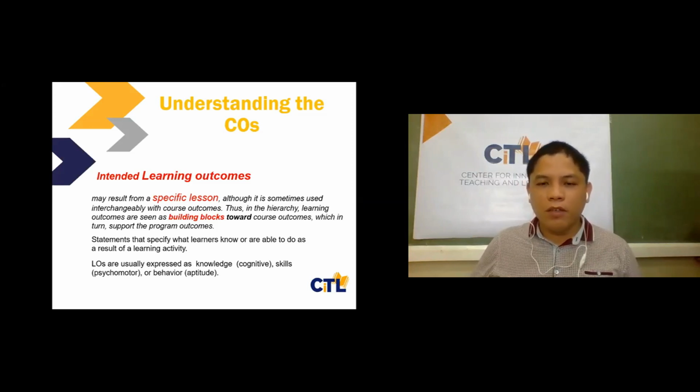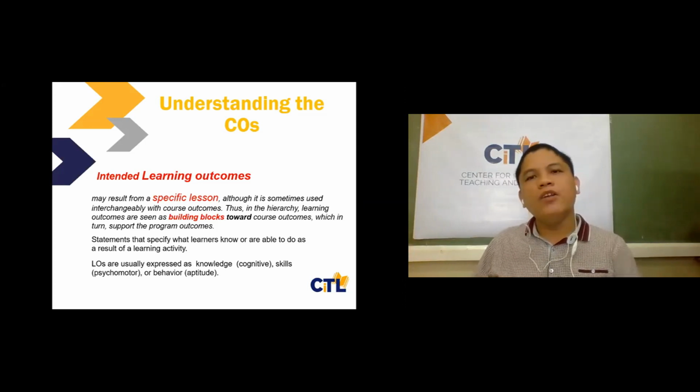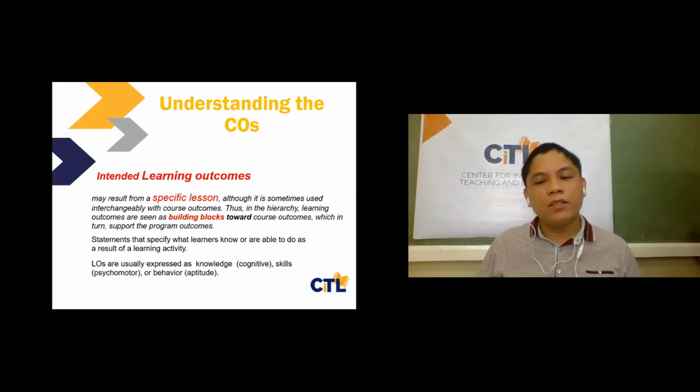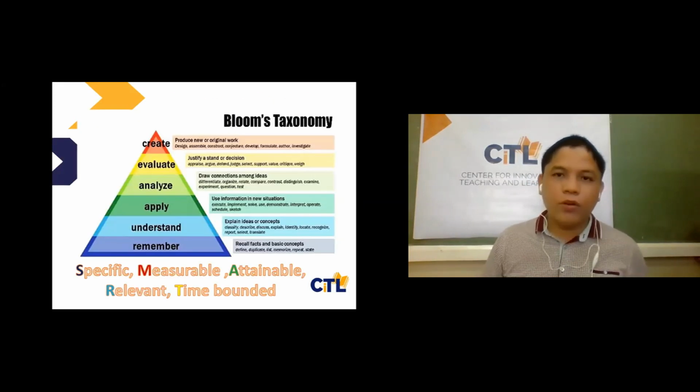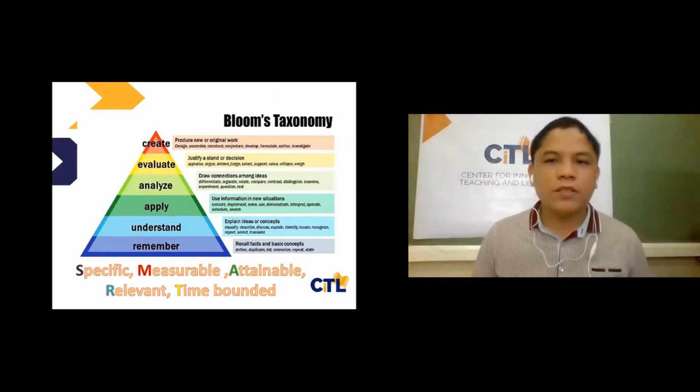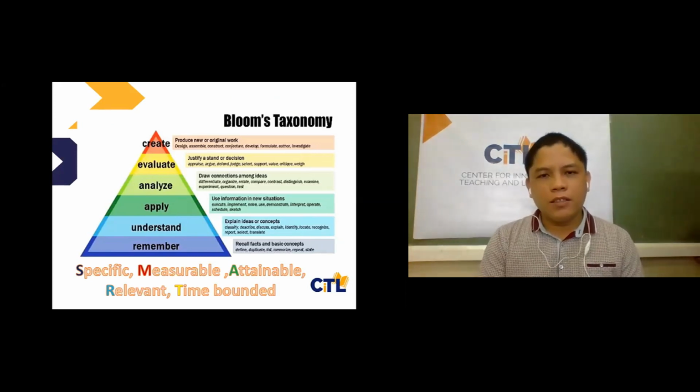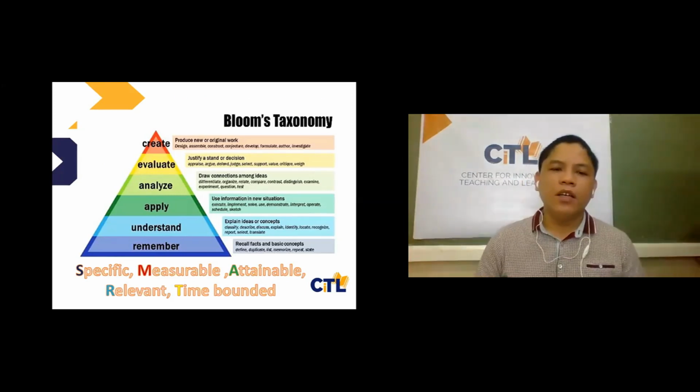So when we say ILOs, it's in the context of think, feel, do. What are the students able to think, feel, and do if they do that particular activity? That's why ILOs are expressed in terms of cognitive, psychomotor, and even aptitude or the behavior of the student. As we write our course outcomes and our ILOs, we follow Bloom's taxonomy. I'm sure everybody is very well versed in this, because when you see an outcome itself, it should be measurable.